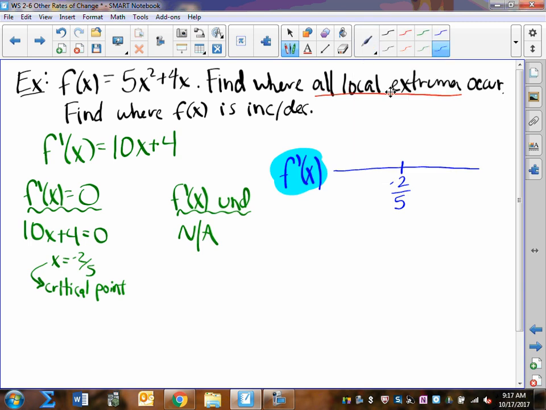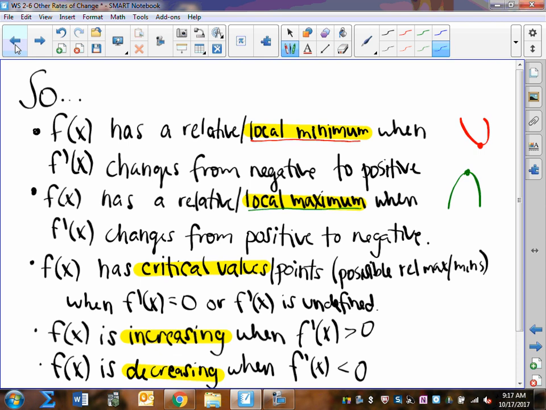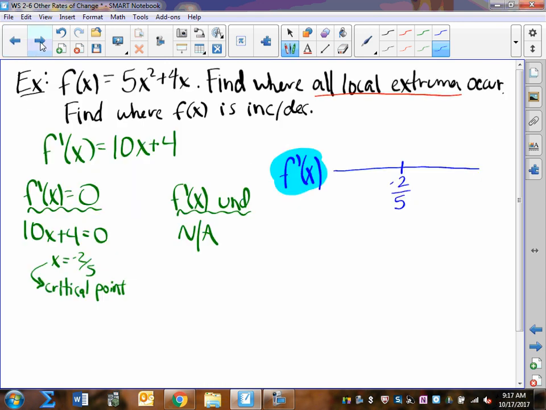Alright. Now, we know for it to be a max or min, we just care is it changing from negative to positive or positive to negative. We don't care what the numbers actually are, what the slopes actually are, just if it's a positive or negative slope. And we know that if it's a max or min, that it's going to be positive leading up to it or negative leading up to it. So we just have to pick a number to the left of this. So number to the left, -2/5, -1.